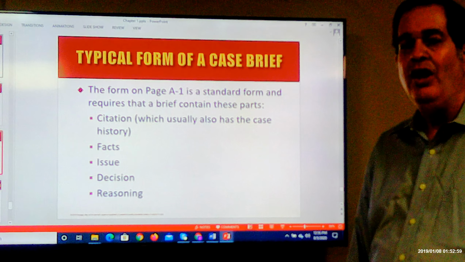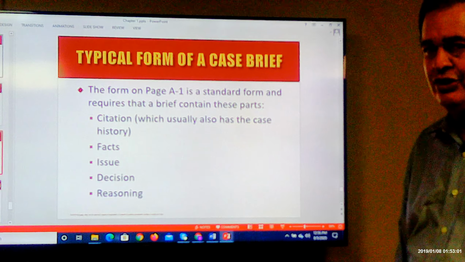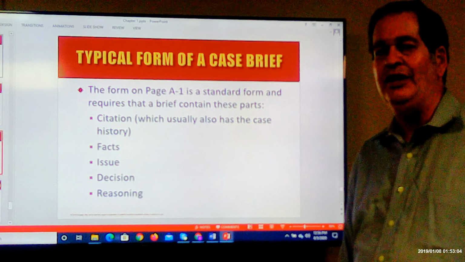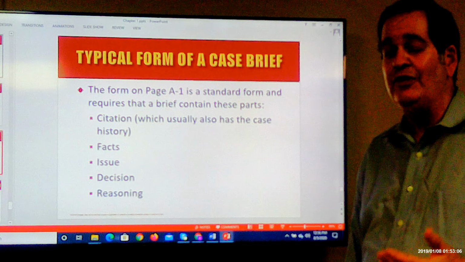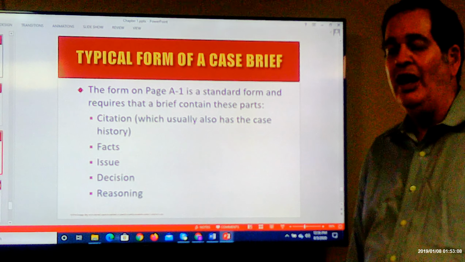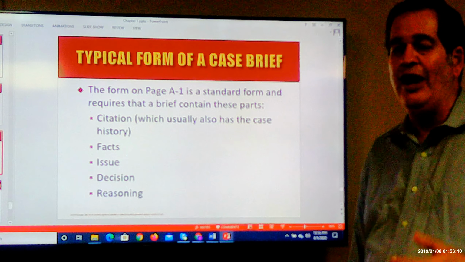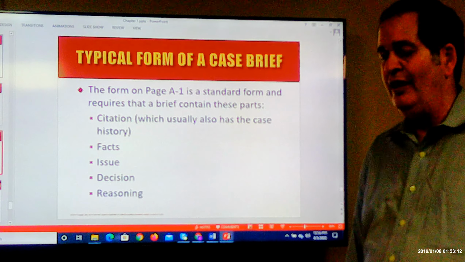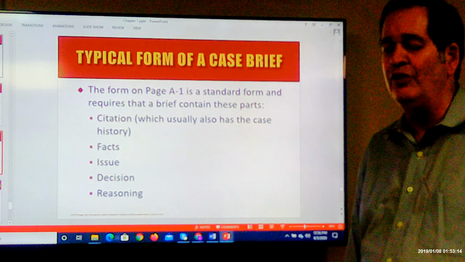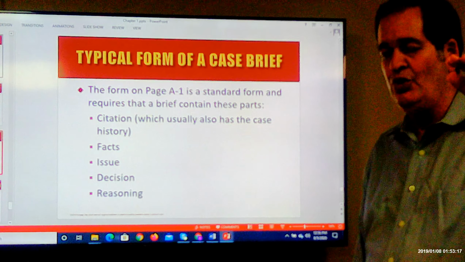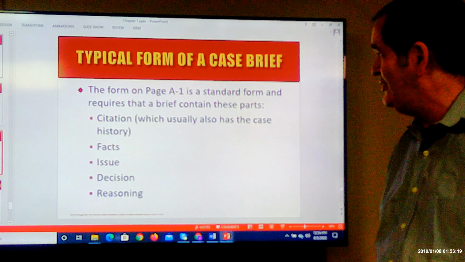Now remember, in almost every case you're going to look at, there's going to be more than one issue. A lot of issues in cases are going to be procedural issues or evidentiary issues. But you have to brief every single issue. So you might have issue 1, issue 2, issue 3, etc.